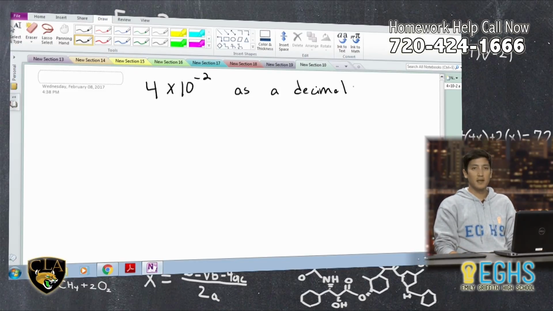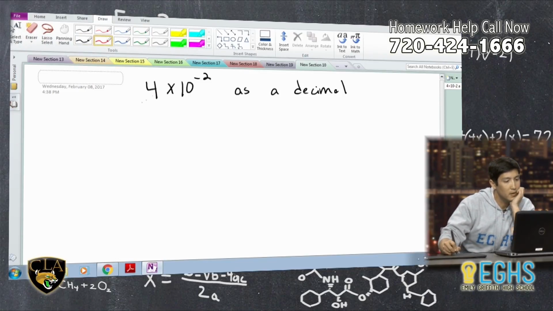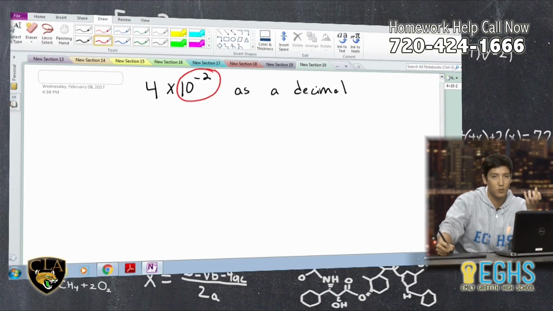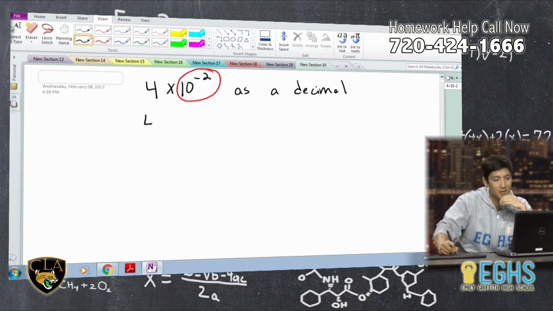Scientific notation. Yeah, and so it's really important to know your properties of exponents here. What we know is when I raise any number to a negative power, it's kind of like we're flipping it. So we could actually rewrite this as 4 times 1 over 10 to the second. That is so confusing to students. I think it is.